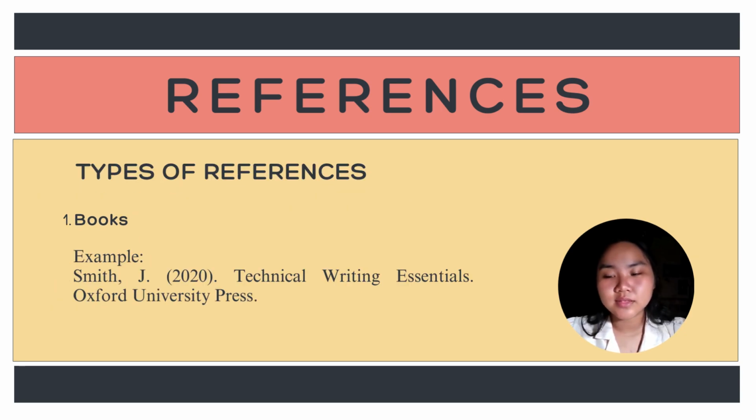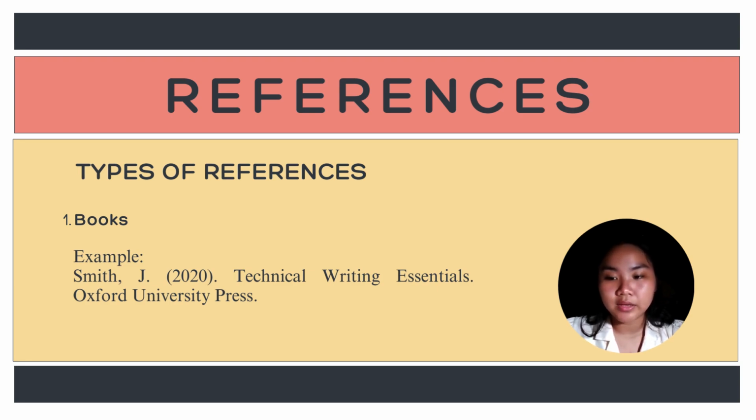So now let's proceed to the types of references. In technical writing, we rely on various sources to support our arguments, of course. Here are some common types of references. First, we have the books. Books provide in-depth knowledge and foundational concepts on a subject, and they are usually written by experts and undergo extensive editing before publication, which makes them reliable sources.